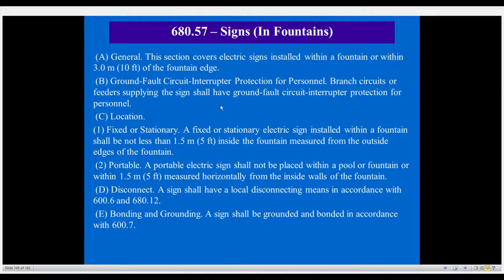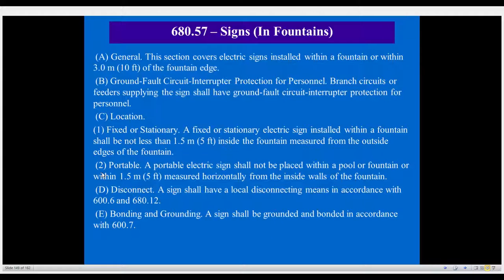Now we're going to get into number 1, the location. It's dealing with fixed or stationary signs. So it says a fixed or stationary electric sign that is installed within a fountain shall be not less than 5 feet from the inside of the fountain measured from the outside edge of the fountain. So you measure from the outside edge and you measure in, and it can't be any closer than 5 feet. Okay, kind of putting it out into the actual fountain itself, kind of outside of the reach, if you will.